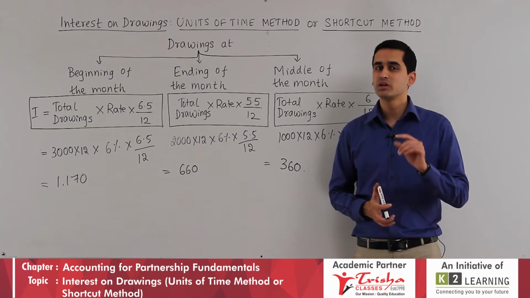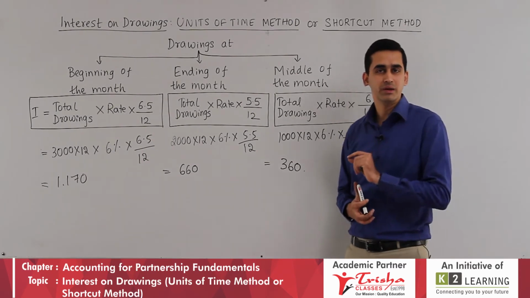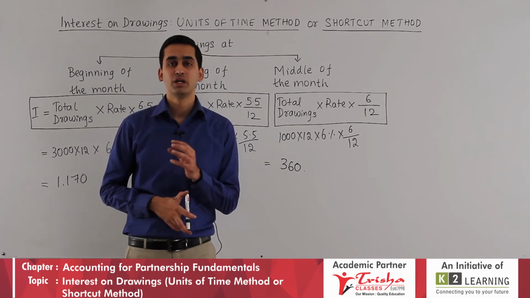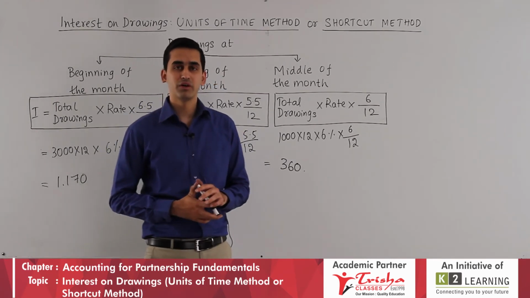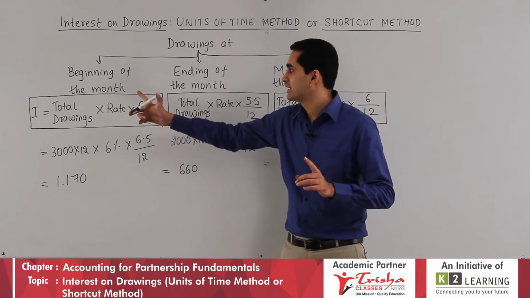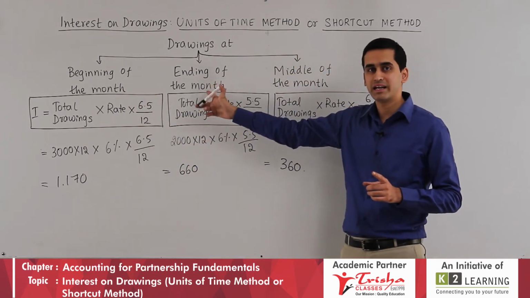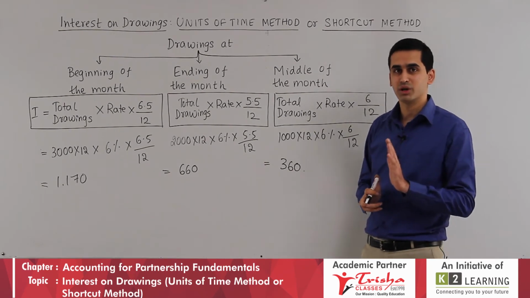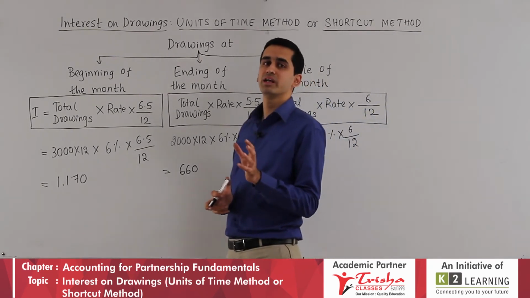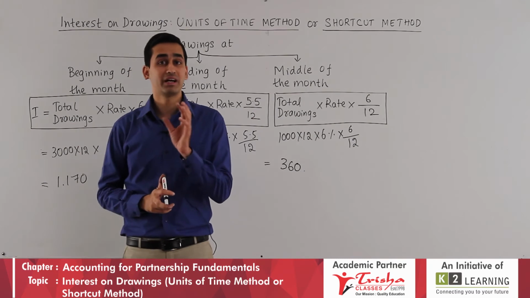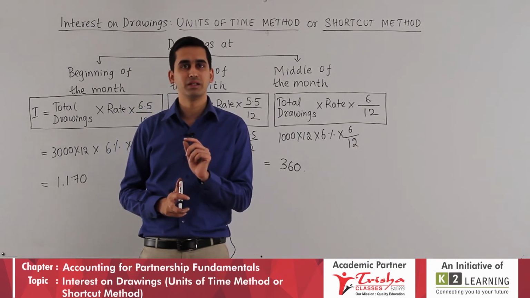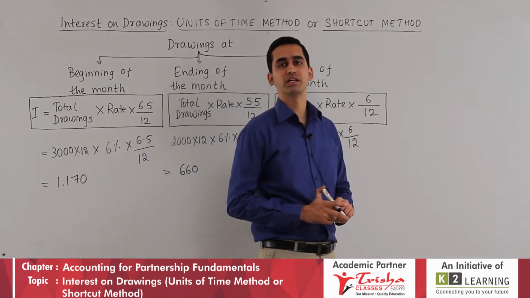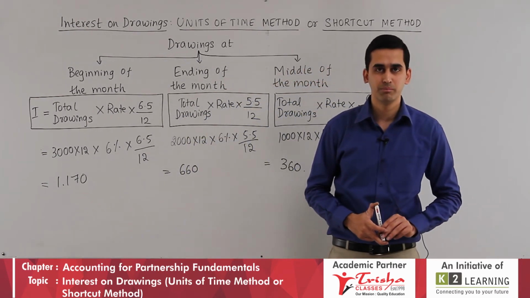Understand, the only limitation of this method is if drawing happens on, say for example, 25th August. Now if it is 1st August, I can calculate. If it is 31st August, I can calculate. If it is 15th August, I can calculate. But if drawing happens in between the months, which is not exactly the middle date of the month, then this method will not be applicable. That is the only limitation of this particular method.